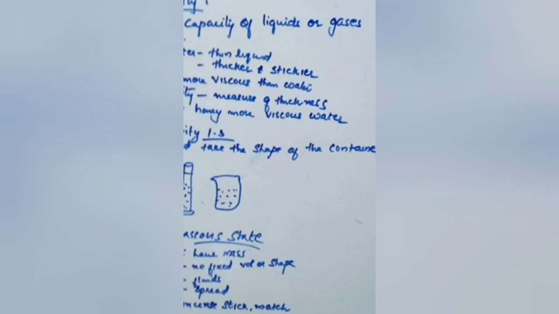Okay, viscosity refers to what? It refers to the measure of thickness. Honey is found to be more viscous than water. That is, the ability to flow will be less compared to water.